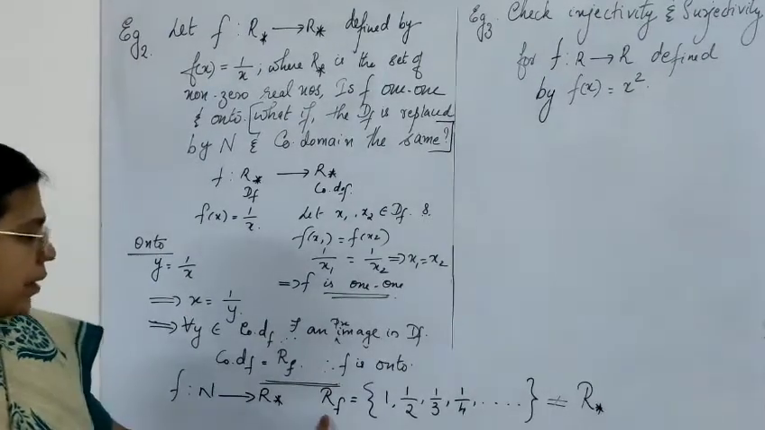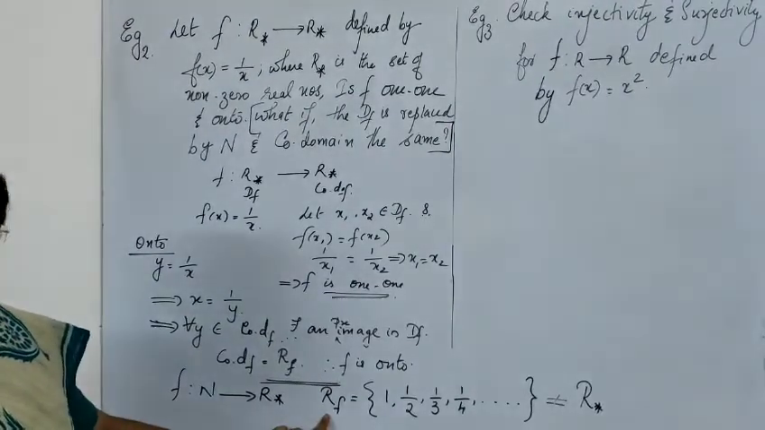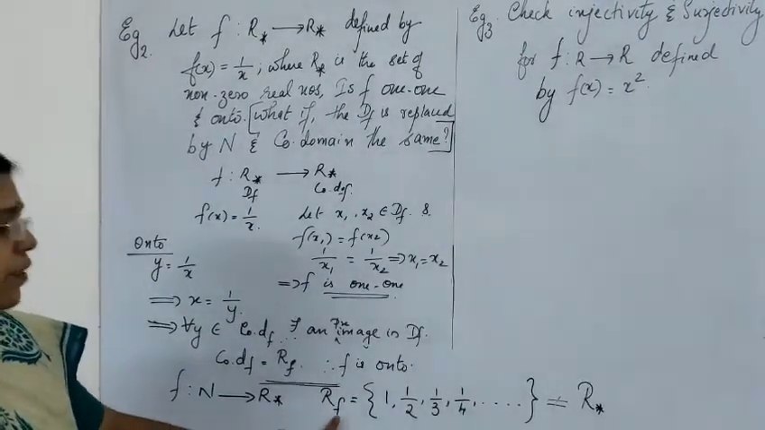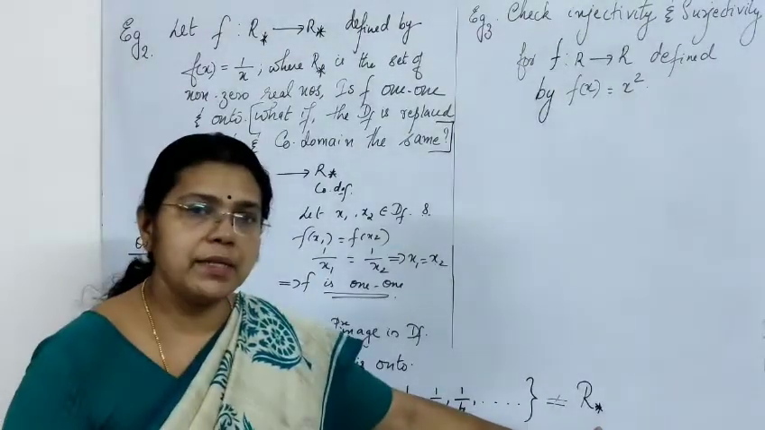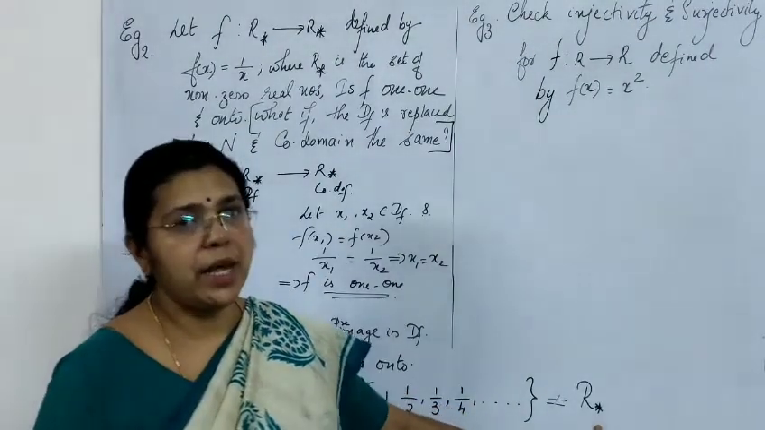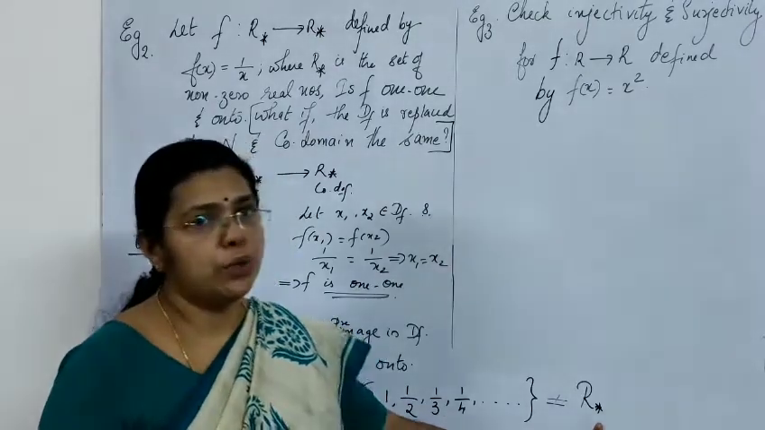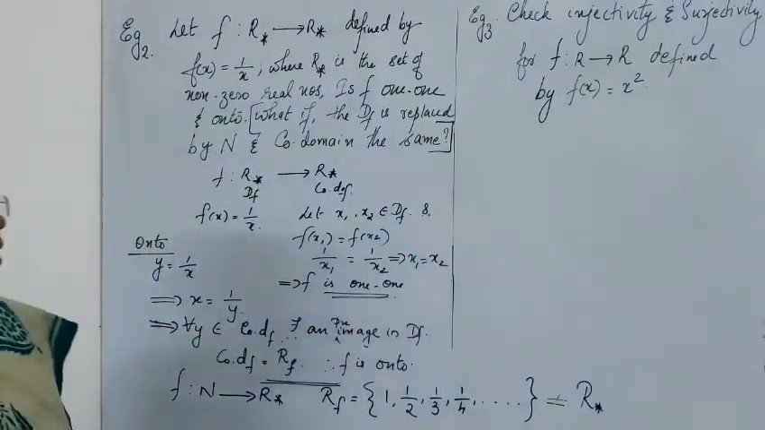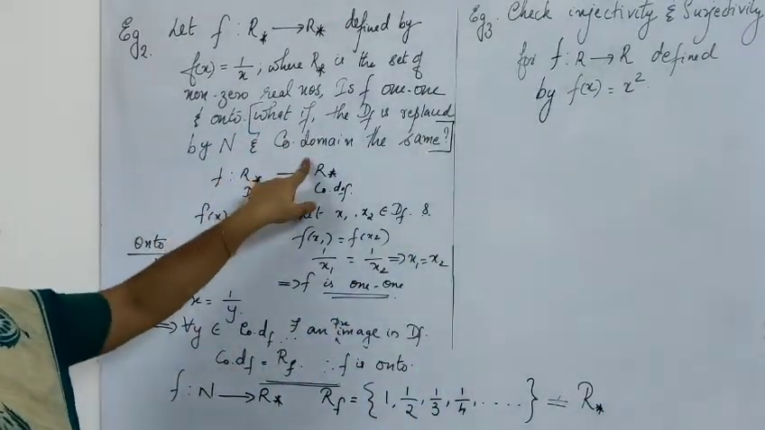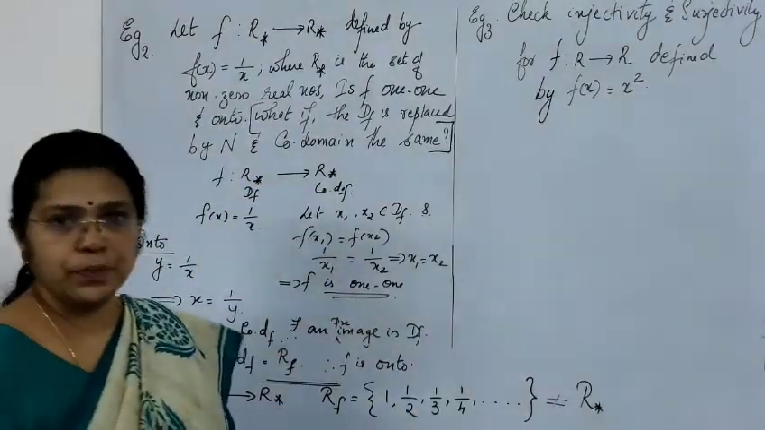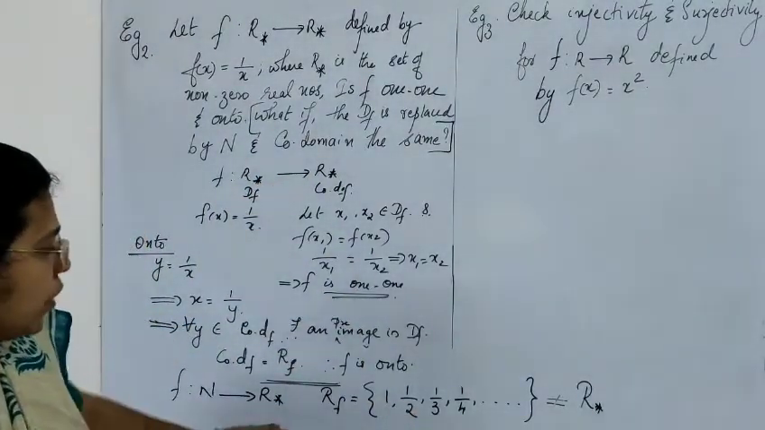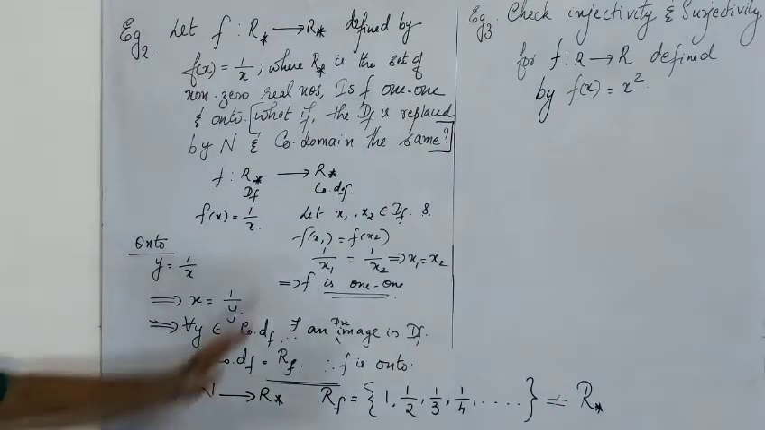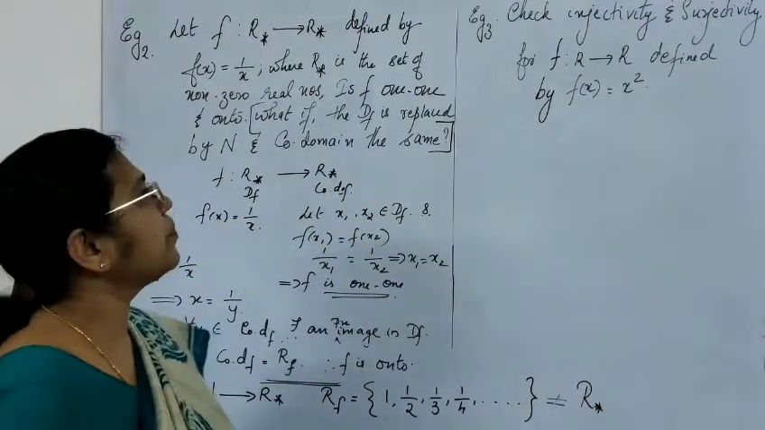So here I conclude my discussion by saying that the range of the function is not the same as the codomain of the function and hence it is not onto, but still it is 1-1. In the second part of this question it is 1-1 but not onto. Okay. So that's it with this question. Now we move on to the next question.